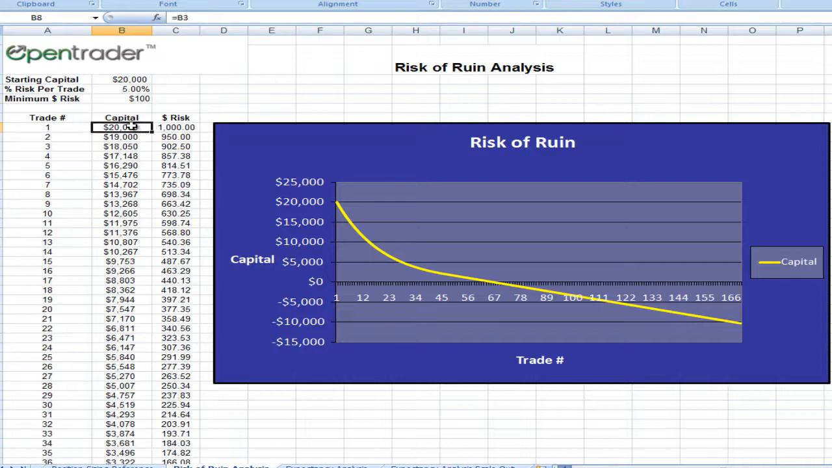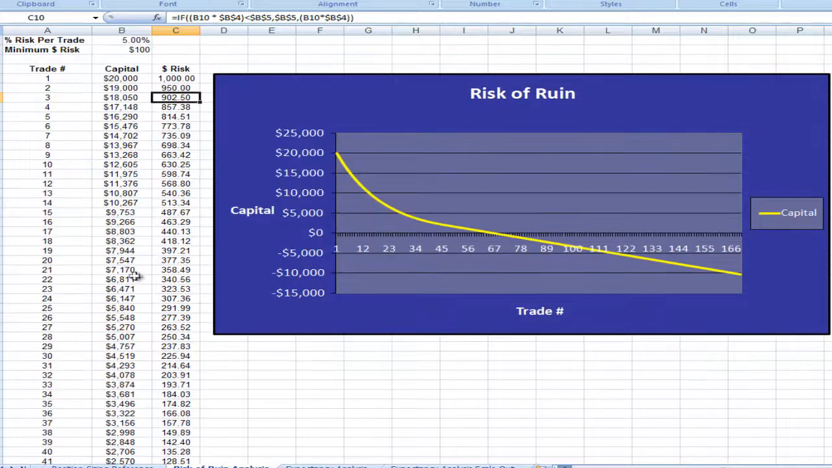If we start at $20,000, 5% risk is 1,000. So your first trade you would risk 1,000. And let's assume that's a loser. It becomes 19,000. Well, now 5% is 950. Then that's a loss. It goes down to 18,050, and then 5% of that is 902, and so on. You understand what we're doing here? So we're seeing how many losing trades in a row would it take to lose all your money. So let's take a look at that.